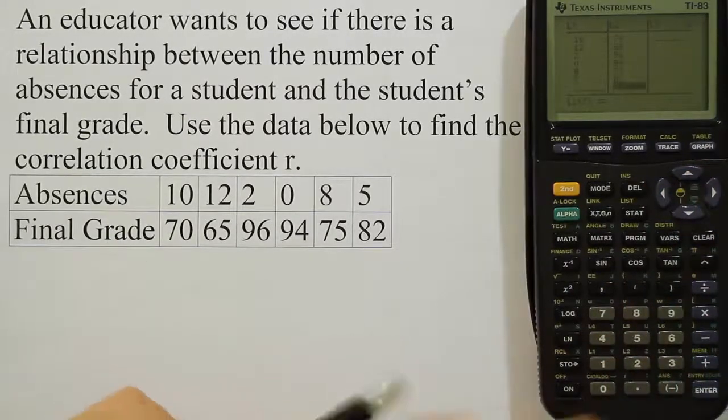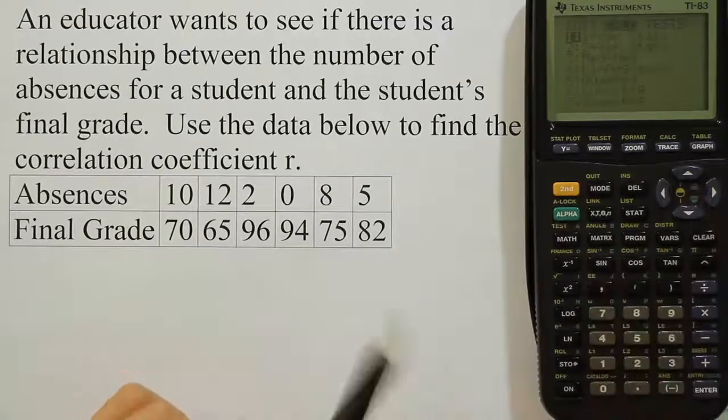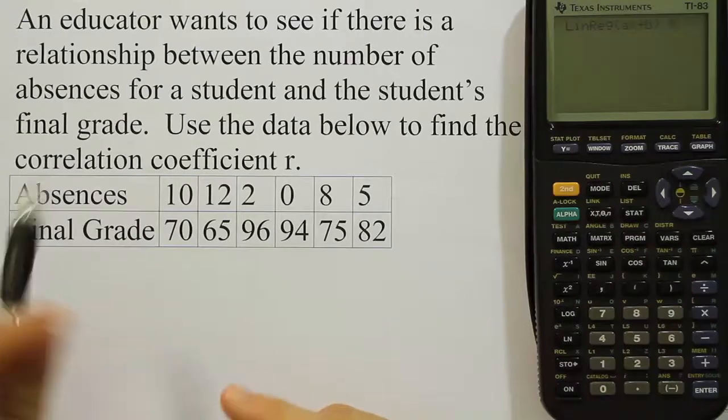Okay, now what I'm going to do is simply press the stat key. I'm going to arrow over to where it says calculate there at the top of my calculator screen, and then I'm going to go down to 4 where it says lin reg. Alright, so lin reg option 4. Press enter. Now it's blinking at me. It wants me to enter the list that this data is located in.